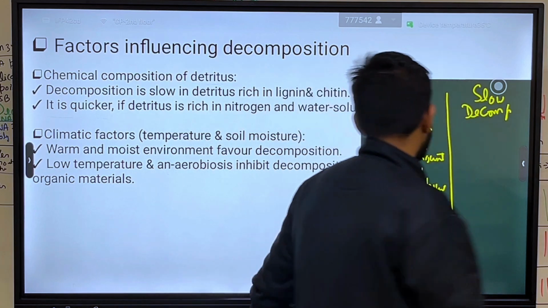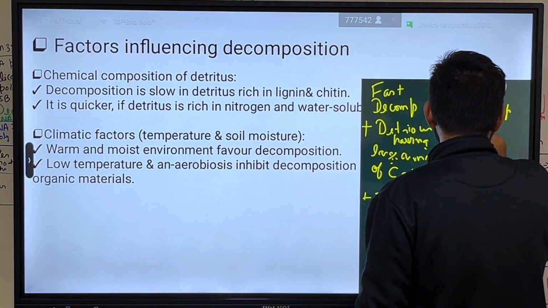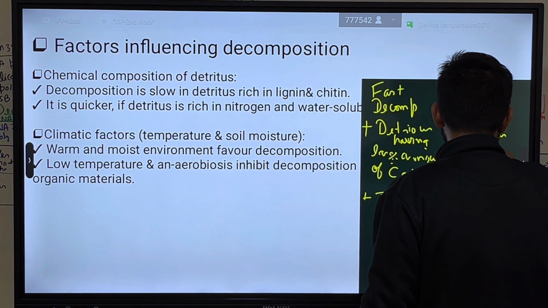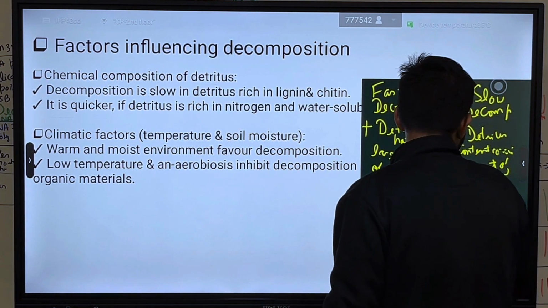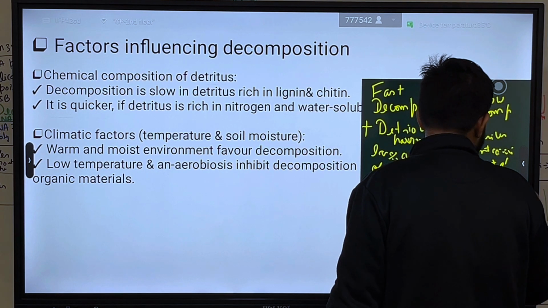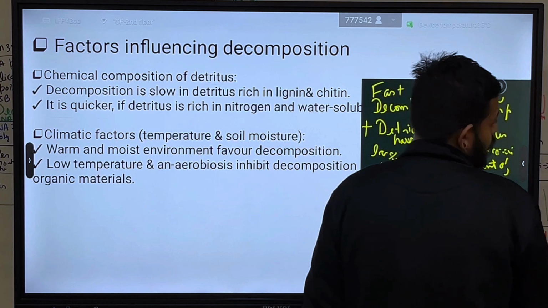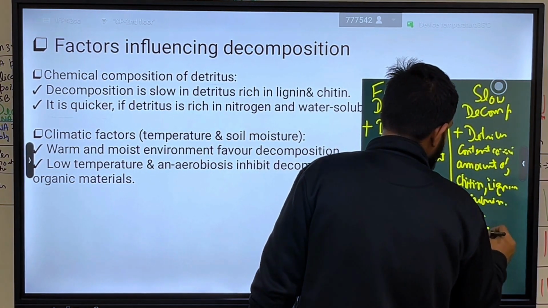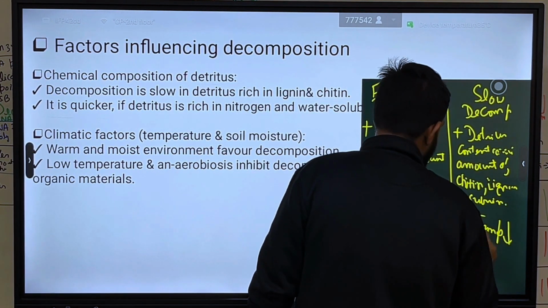When it becomes slow, let's see. Detritus contains more amount of chitin, lignin or suberin. Then the process of decomposition becomes slow. Second, the temperature is low and the condition is dry.